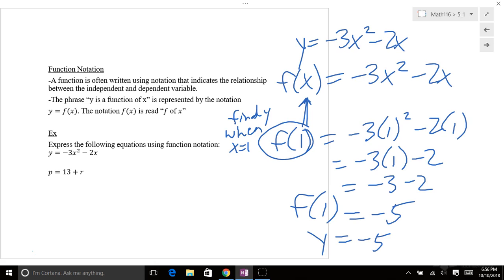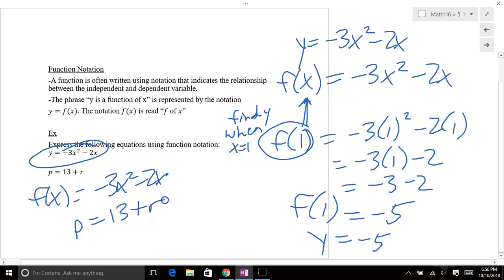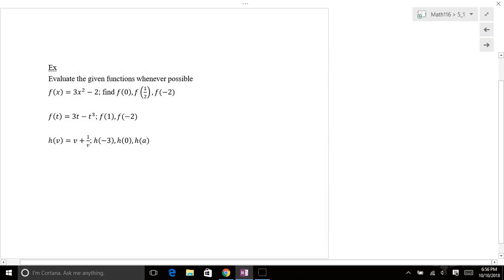So when it says express the following equations using function notation, for this first one, that's all you've got to do. You've got to say f of x equals negative 3x squared minus 2x. Here you have p's and r's on the next one. So p equals 13 plus r. You can just rename that as f of r, because r is your input, equals 13 plus r. Or you could even name it p of r. It doesn't have to be f every time. But let's use some function notation here. So we've got f of x. Again, f of x is just a nickname for y.